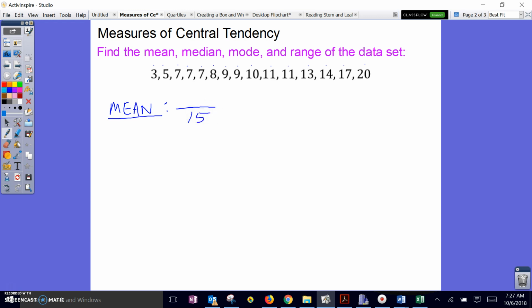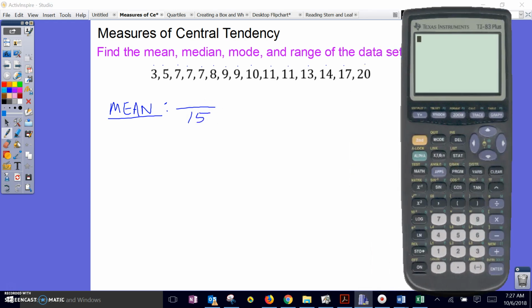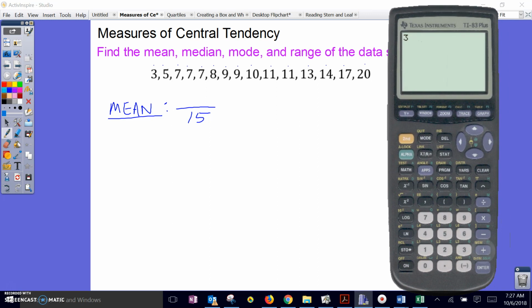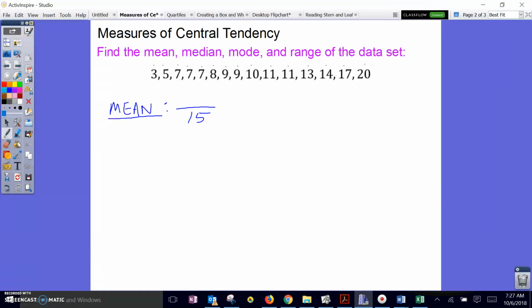And then I'm going to add them all up. I'm going to break out my handy dandy calculator to do this. So I've got 3 plus 5 plus 7 plus 7 plus 7 plus 8 plus 9 plus 9 plus 10 plus 11 plus 11 plus 13 plus 14 plus 17 plus 20. I add all those up. They add up to 151.